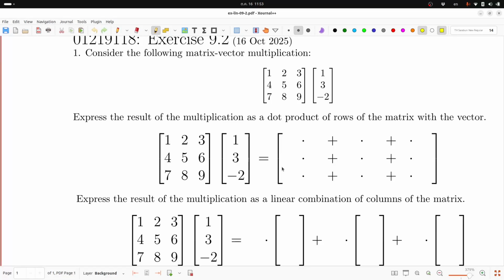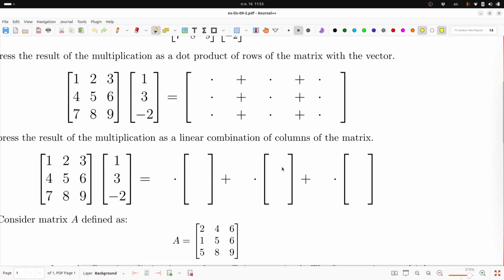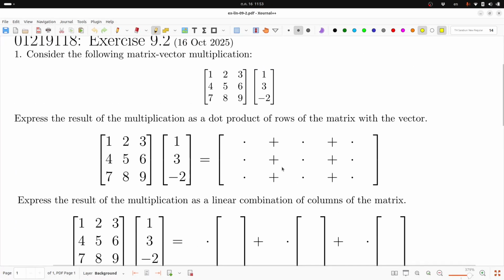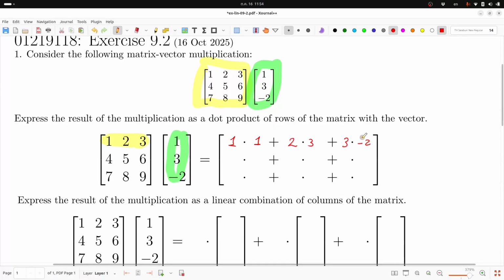Okay, let's work on the first question. We can view vector matrix multiplication as a dot product. So we have this matrix and this vector. Now the first row is the dot product of this and this, right? So the dot product is going to be 1 times 1, and then 2 and 3, and 3 and minus 2. And then you do all the rest.